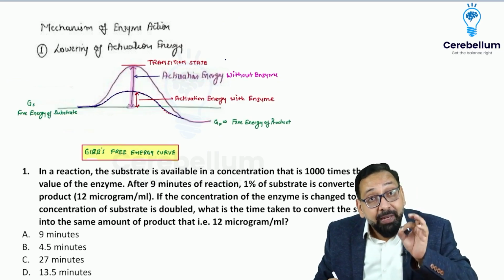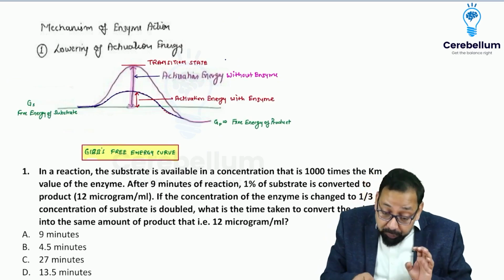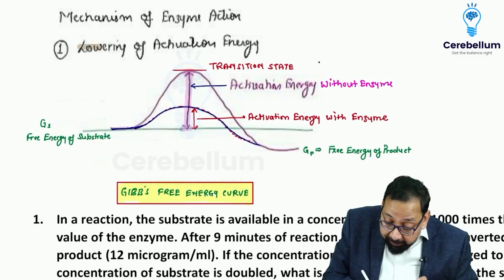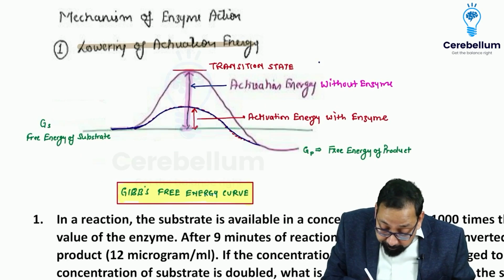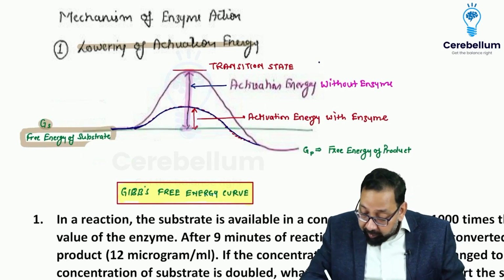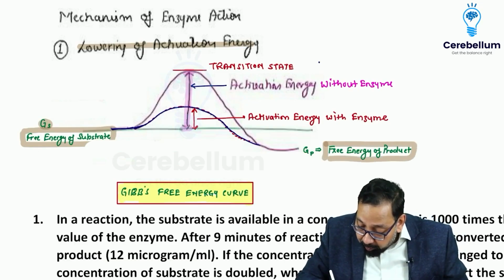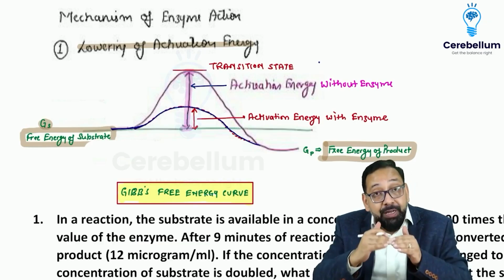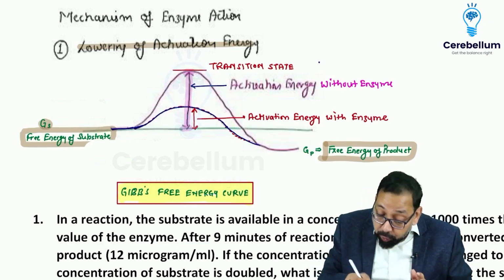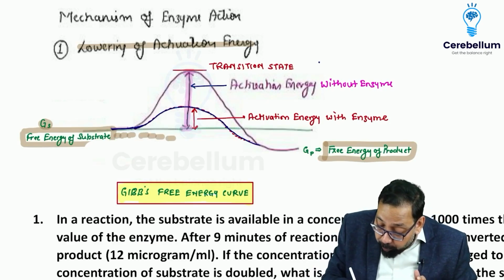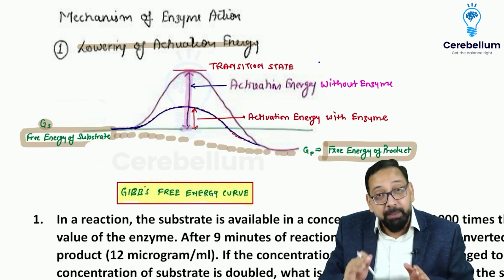Now we come to the mechanism of enzyme action. First theory is lowering of activation energy. We find that this is the free energy of substrate, GS, and this is the free energy of product. So you can say the free energy of substrate is higher than the free energy of product. So substrate should be converted to product directly without any problem.